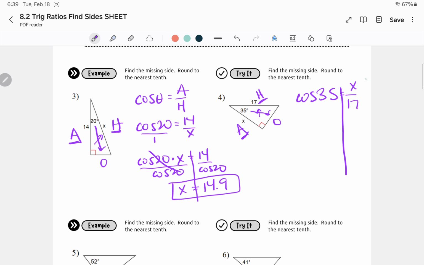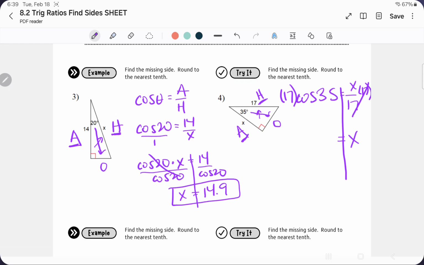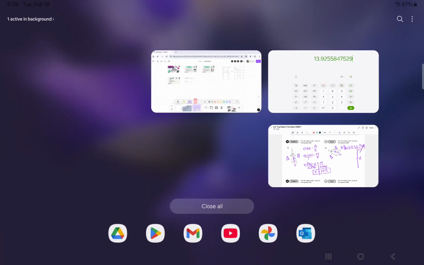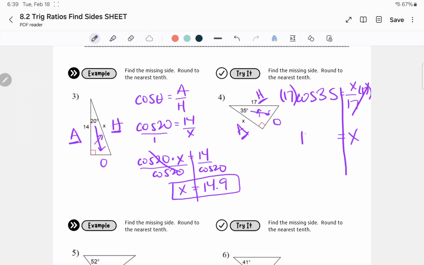So this is an equation. Let's get x by itself by multiplying both sides by 17. So those 17s cancel out. I've got x by itself. So I'm putting in 17 times cosine 35. And this is 13.9.